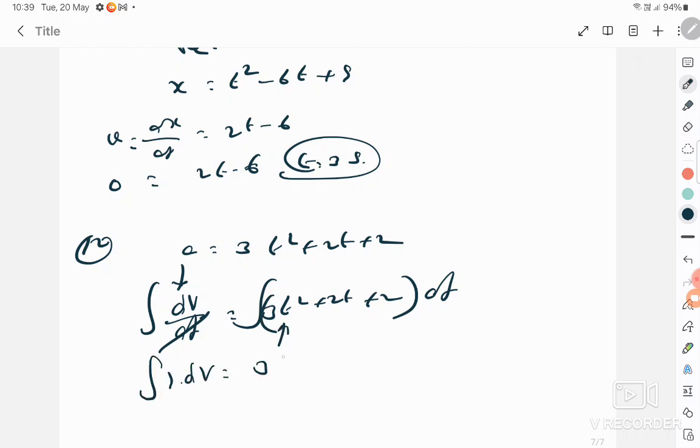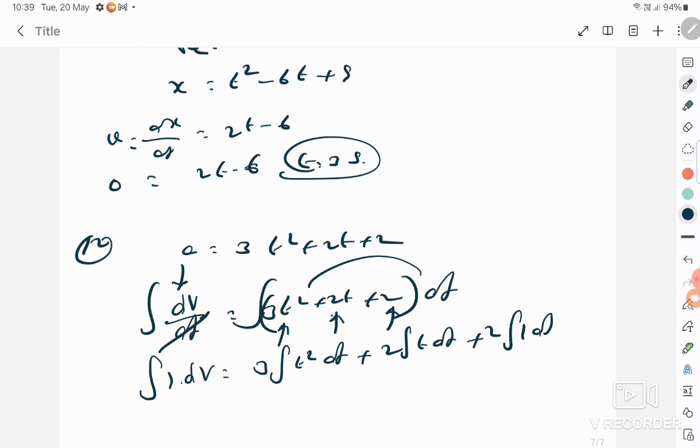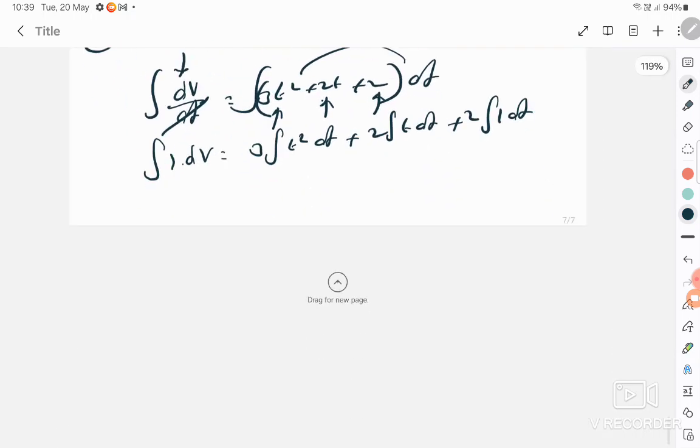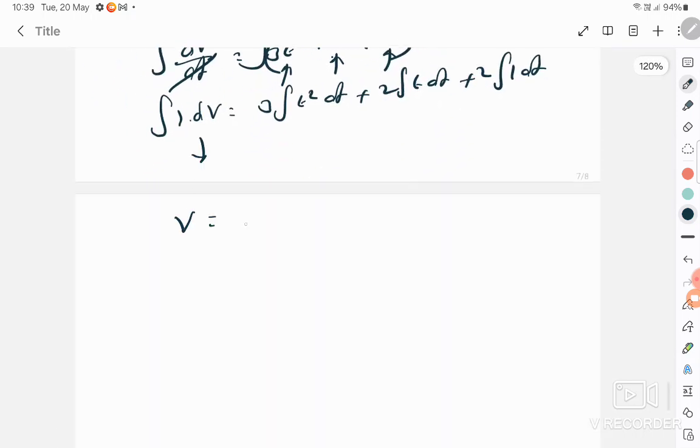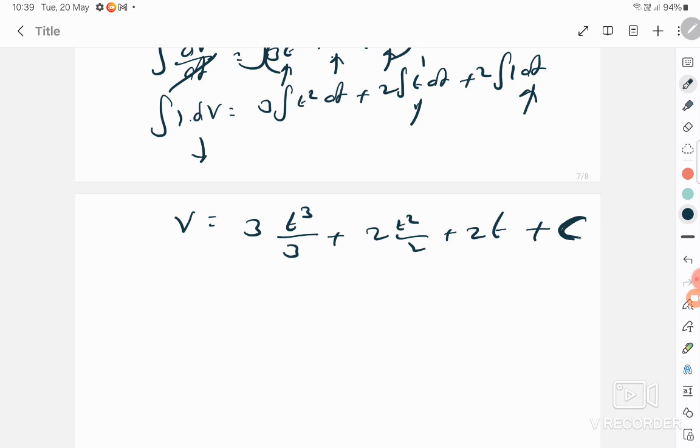The 3 can be taken out, integration of t square dt; the 2 can be taken out, integration of t dt; and the other 2 can be taken out, integration of 1 dt. Now we can integrate. Integration of 1 dv is v, plus 3 into integration of t square, which is t cube by 3, plus 2 into t square by 2, plus 2 into integration of 1 dt, which is t. Whenever you integrate, there will be a constant c.